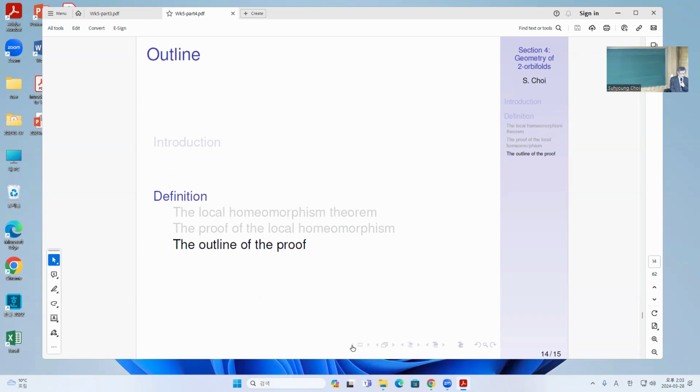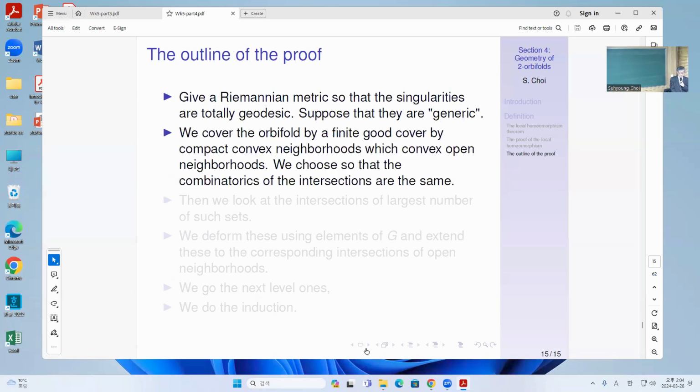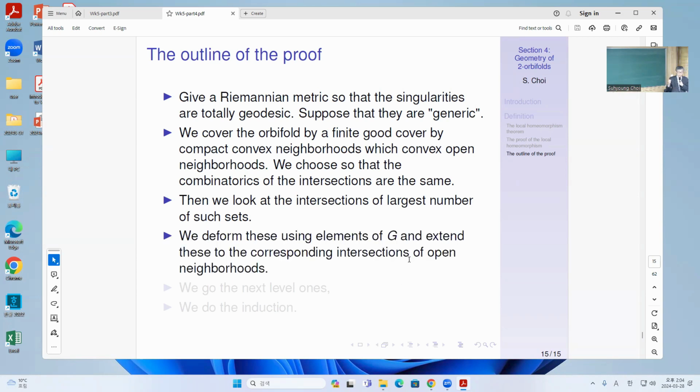And once you have this local result, then the theorem is just that you give a Riemannian metric so the singularities are totally geodesic, and you cover it by finite group covers, which is by a compact convex neighborhood, which is inside a convex open neighborhood. So these are all convex with respect to the Riemannian metric. And then you look at the intersections of the largest number of such sets. So these are locally finite covers. You choose a locally finite cover, and then you look at the ones with the largest number of intersections. And then you deform these ones first using the element of G, and then you keep extending using this isotopy theory. Then you go to the next level ones and so on, and then you do the induction. So that's basically the idea of Thurston, but I wrote it in detail in my paper, so you should look at that one if you want to know the details here.